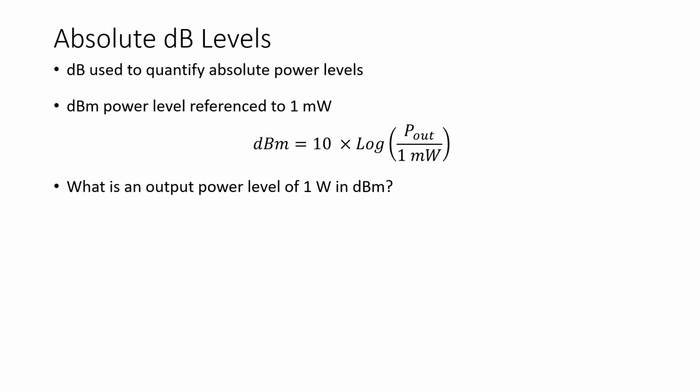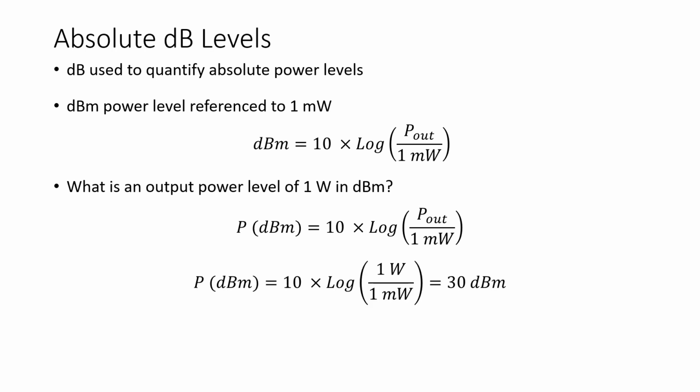So let's look at an example. What is the output power level of 1 watt in dBm? Again, we start with our given equation that power in dBm equals 10 times the log of P over 1 milliwatt. We substitute in our known values. 1 watt is the output power, and we calculate a value of 30 dBm.